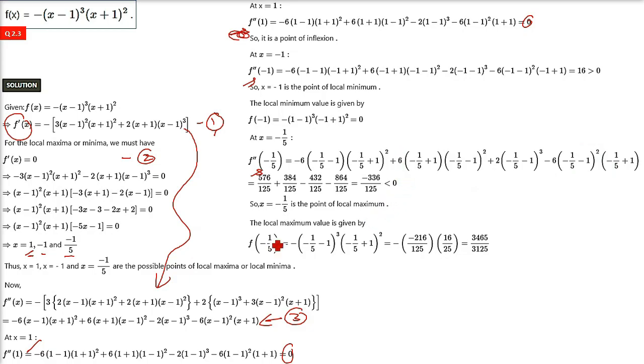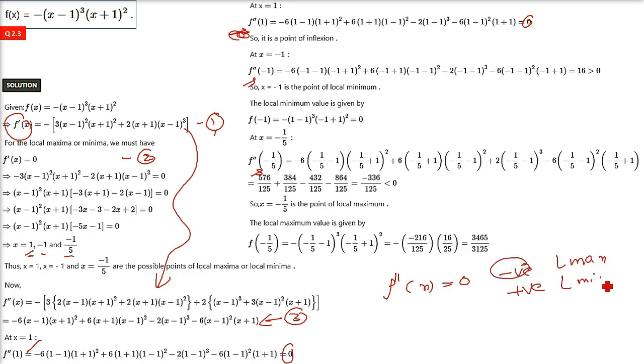And then you see at x equals to 1, we get 0. And whenever we get the double dash function value as 0, simply you can say that this is the point of inflection. Since less than 0 and greater than 0 is what gives you local maxima, local minima. But when you have 0, f double dash x equals to 0, negative and positive is nothing.